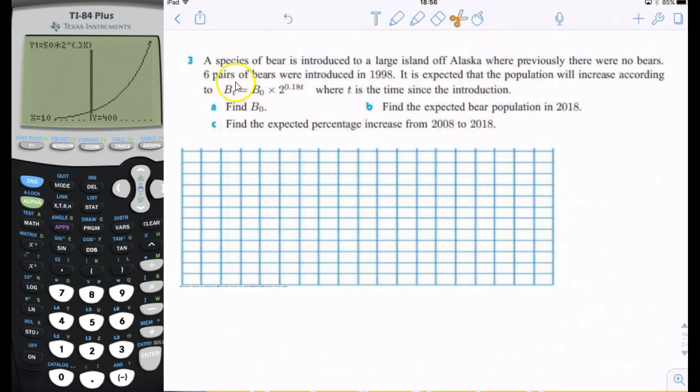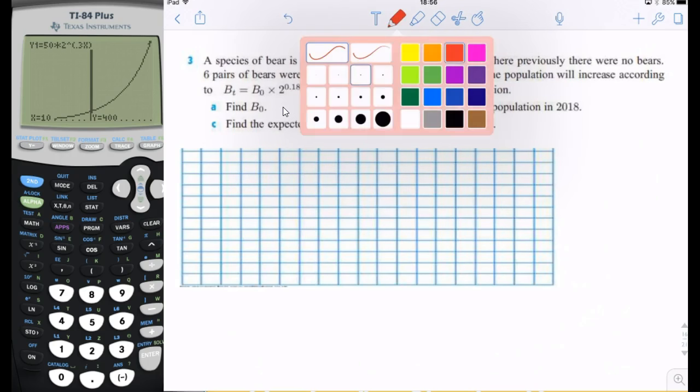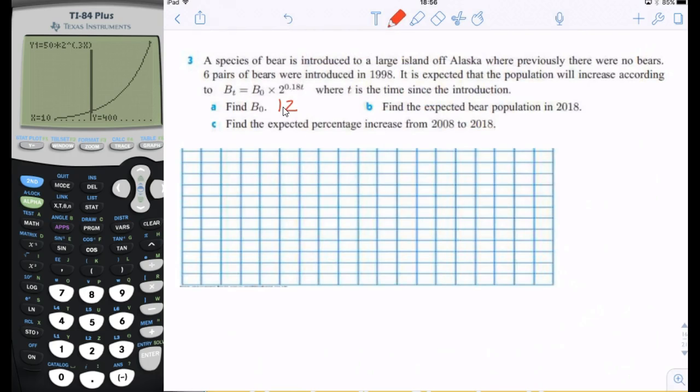So you could consider the population to be 6 as 6 pairs, or you could put 12 because 6 pairs of bears is 12. So let's put 12. So I'm going to say 12 bears for b subscript 0. And then it says to find the expected bear population in 2018. We're starting in 1998, and 2018 is 20 years later. So let's consider 1998 to be t equals 0, and then we'll consider 2008 to be t equals 20. And then it says to find the expected percentage increase from 2008 to 2018.